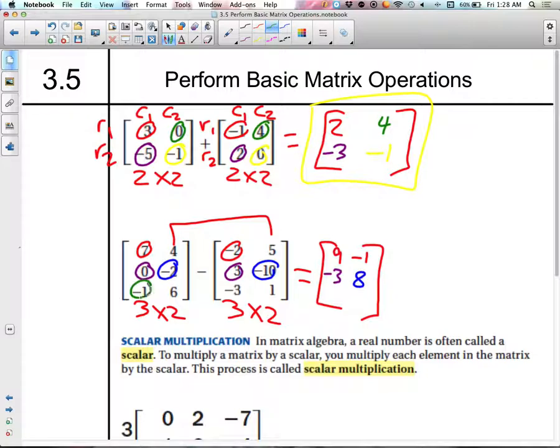And then negative 1 and negative 3 correspond. Negative 1 minus negative 3, again, minus minus is plus. Negative 1 plus 3 gives you 2. And then 6 and 1 correspond as well. 6 minus 1 gives you 5. Right? So that is how you add and subtract two matrices together. It's not that difficult. Just make sure you check the dimensions and you can tell that they are the same.